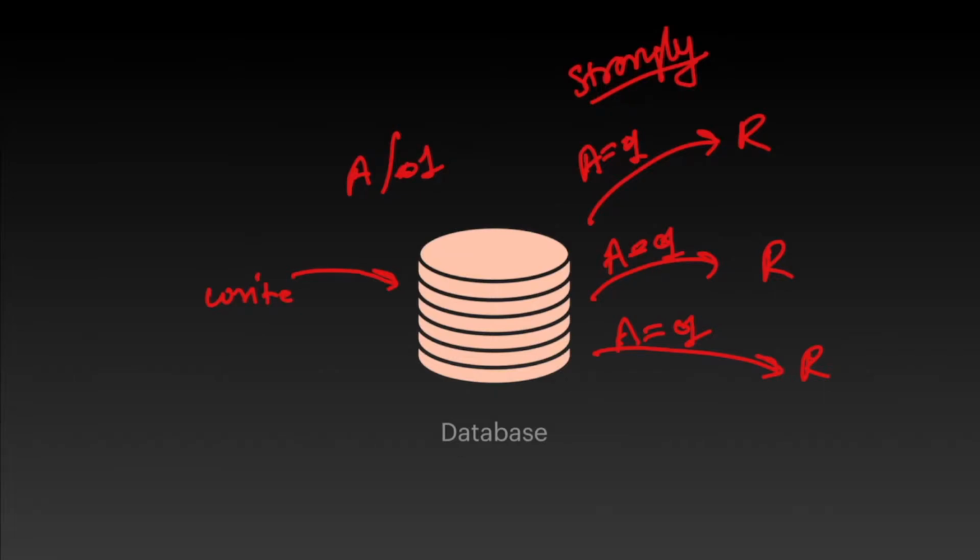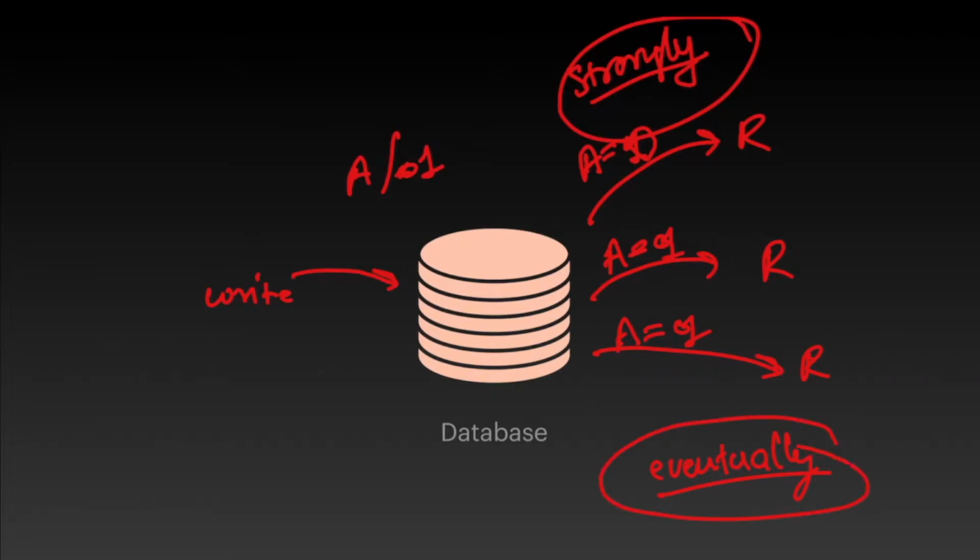But if some of the readers are getting the value of A is equal to 0 and some of them are getting A is equal to 1, and after a definite amount of time all the readers are updated and they are getting the constant value of 1, then we will say that our system is eventually consistent. Okay, so there are two main types of consistency: strongly consistent system and eventually consistent system.